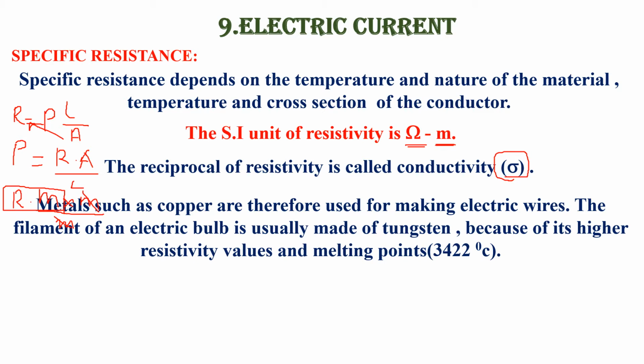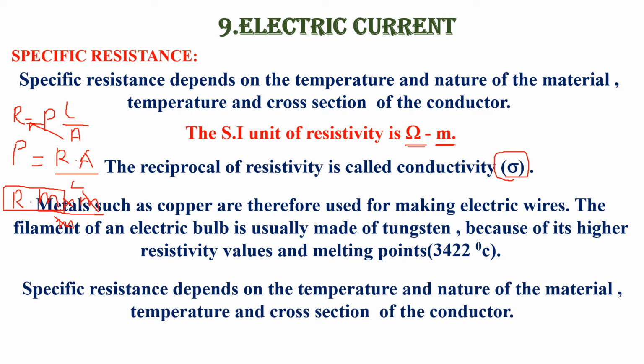You know what is the resistivity value and melting point of tungsten? That is 3422 degrees centigrade temperature, it can accept that. It doesn't break down till that range of temperature. Okay. So that is the reason why tungsten is being used in bulbs.